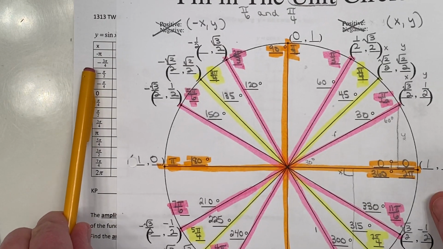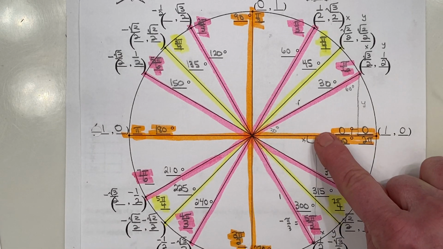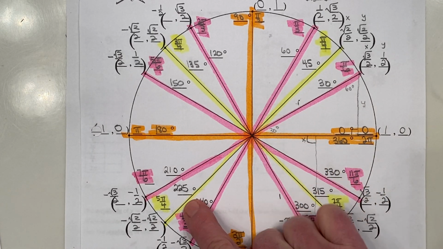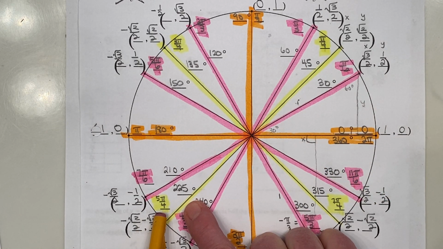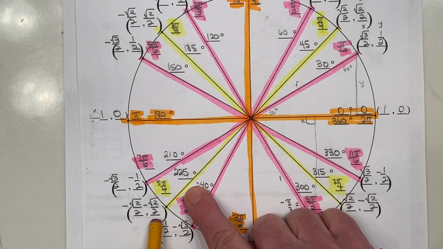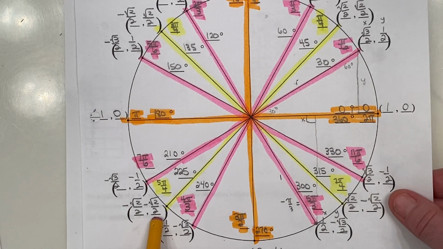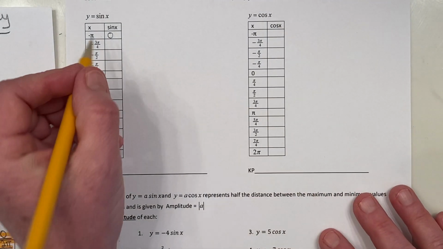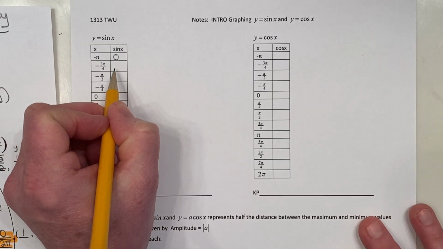All right, the next angle is -3 pi over 4. -3 pi over 4 would be found right here. It's coterminal with 5 pi over 4. I'm graphing sine, so I don't choose the x-coordinate. Those are the cosine values. I'm going to choose the y values for sine, and I'm going to get negative square root of 2 over 2. Well, I'm not going to transfer that number into this box right here because I'm graphing.